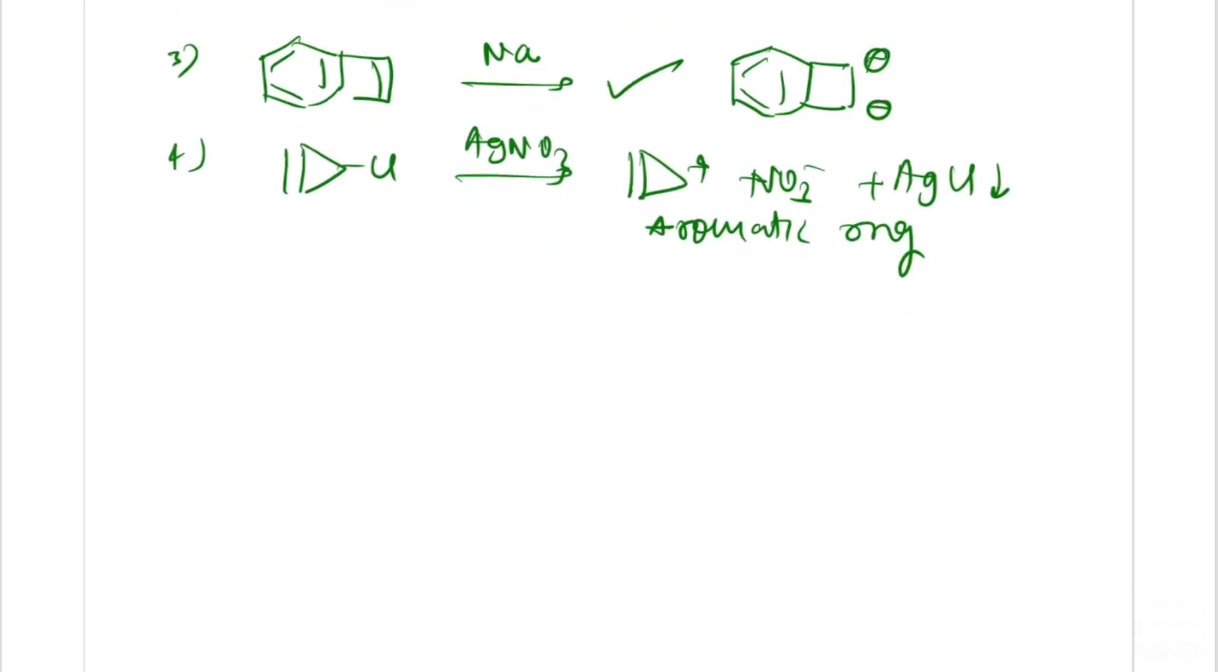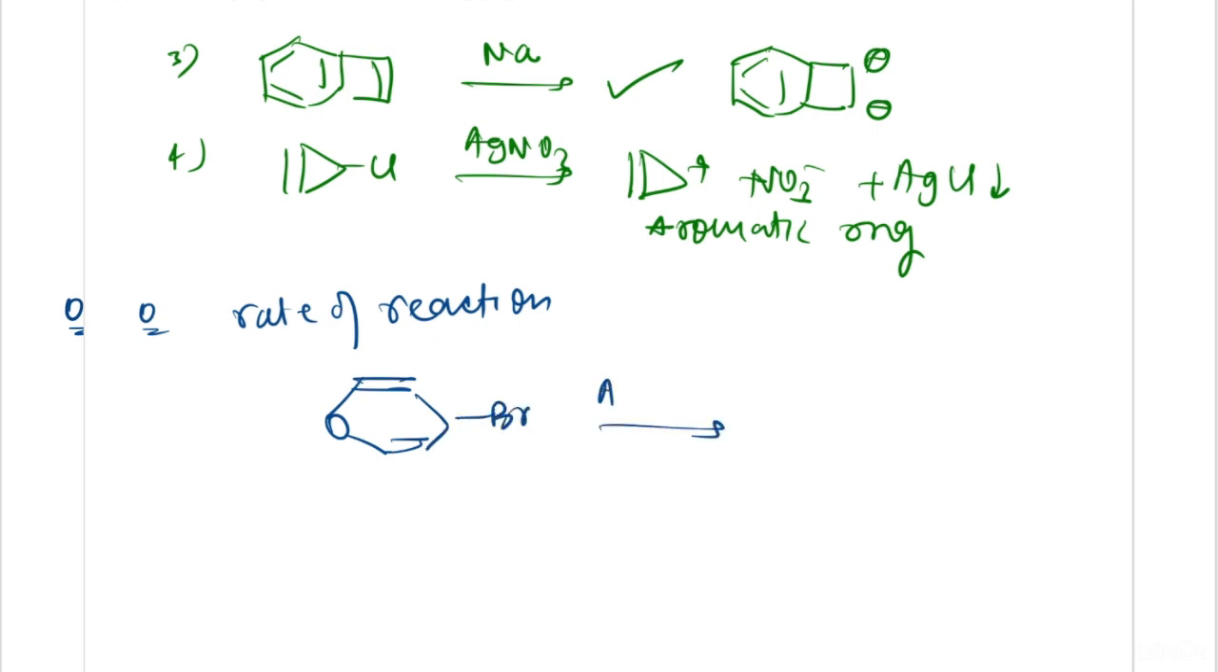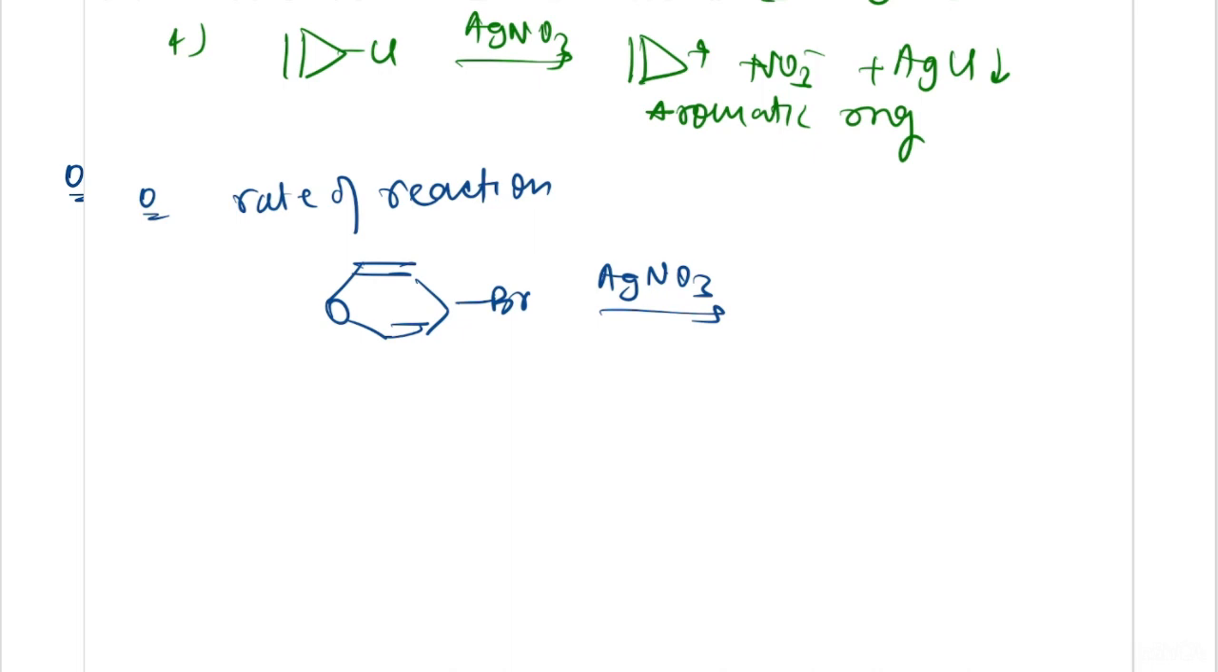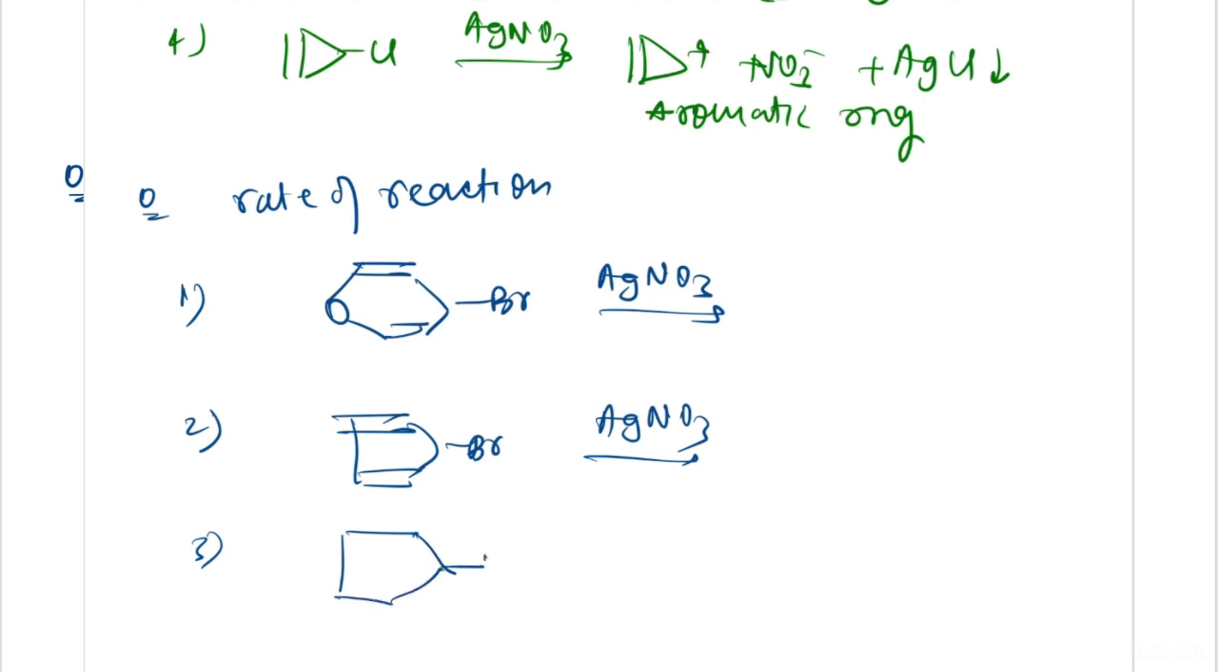Question: we have to write the rate of reaction, which will react very fast. Br, AgNO3. Br, AgNO3. Br, AgNO3. So one will become an aromatic product, one is anti-aromatic, and one will become non-aromatic. So the rate will be very fast in the first, then the third, then the second.